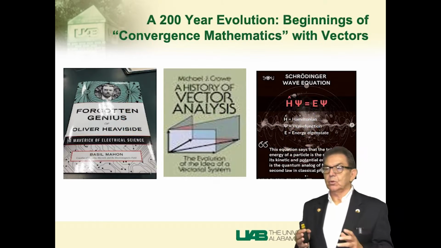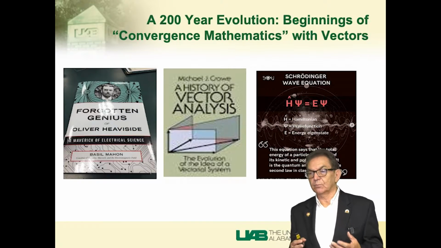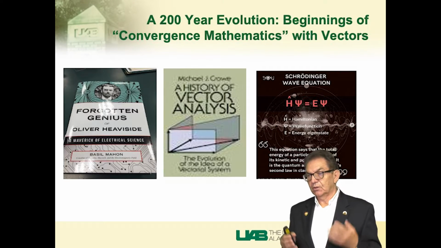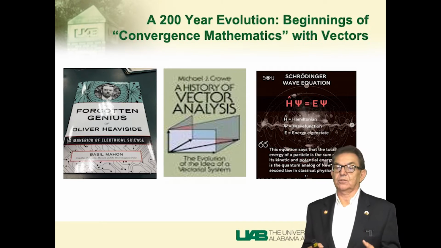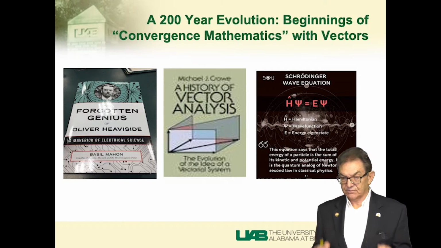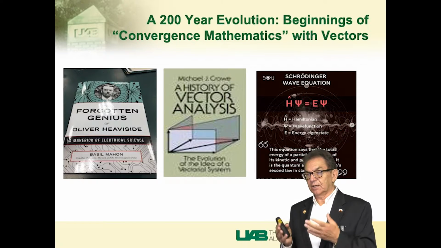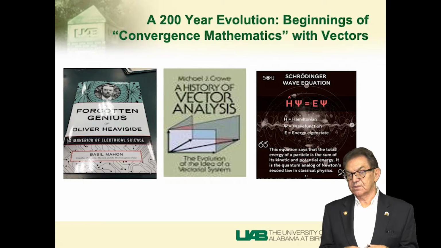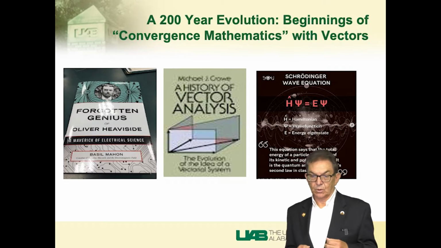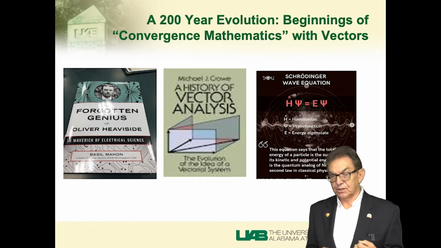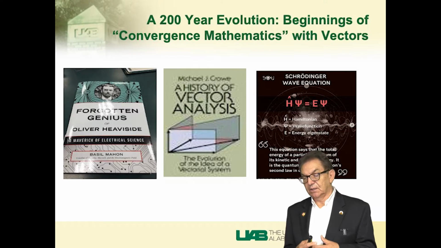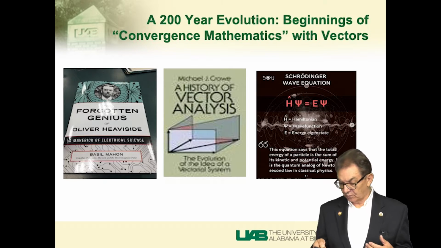It took 200 years to develop the concept of vectors, which are used fundamentally in famous theories of Maxwell, electromagnetic theory, and Schrödinger, and beyond. The history of vector analysis is given in this book by Michael Crow. And of course, Oliver Heaviside utilized vectors to represent Maxwell's equations. The other picture shows Schrödinger's equations.